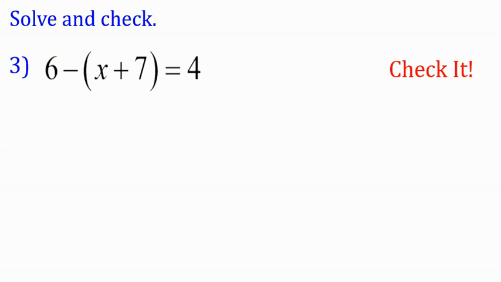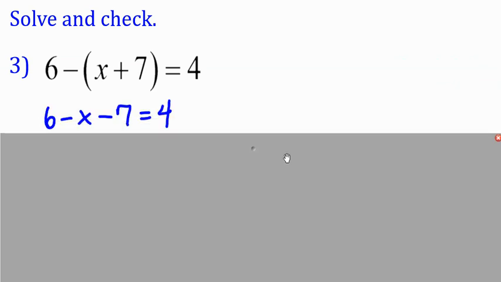So let's try this equation. We have 6 minus the quantity x plus 7 equals 4. So we have to think about this, subtracting a quantity. We're taking the opposite of what we have here. So you can think of a -1 being distributed to each piece. So we'd have 6 minus x minus 7 equals 4.